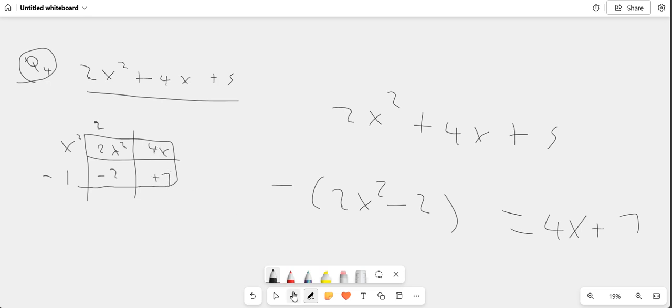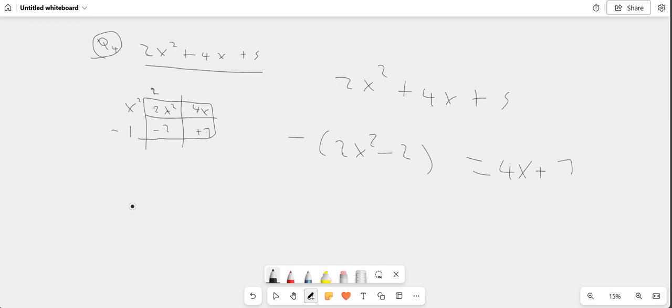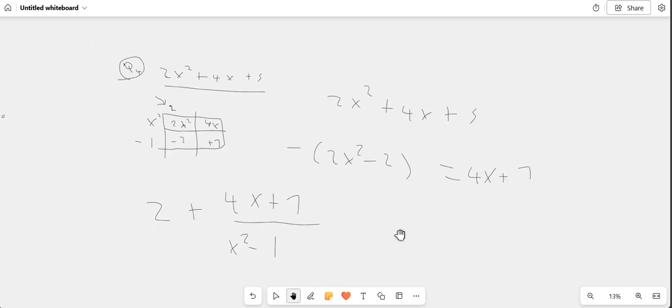So that's the remainder. So the final answer is literally just 2, because you saw the 2 from up here. 2 plus 4x plus 7 over, obviously, the denominator, which is x squared minus 1. So that's the final answer. So yeah, let me know if you understood that. Alright, next one, question 5.